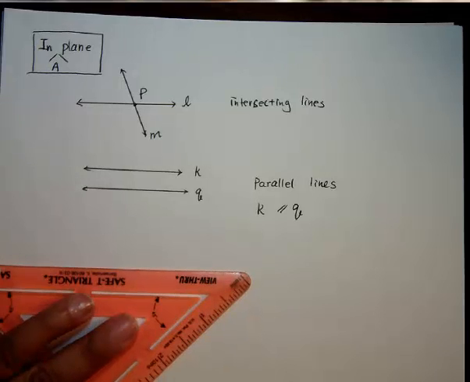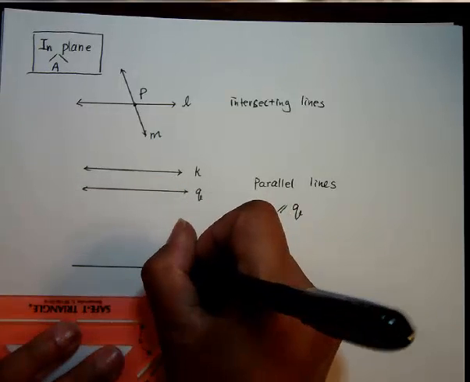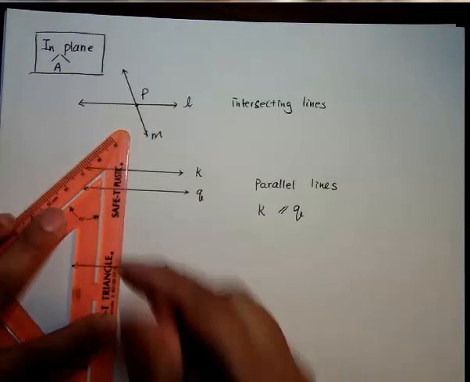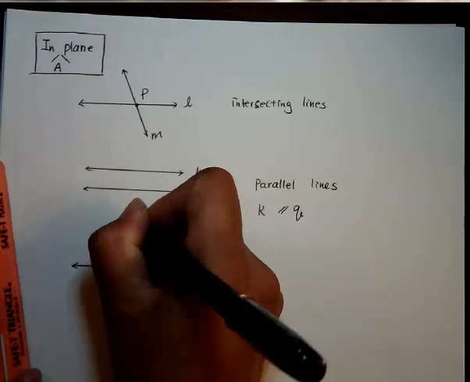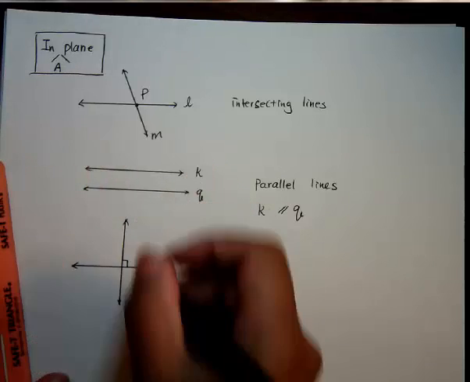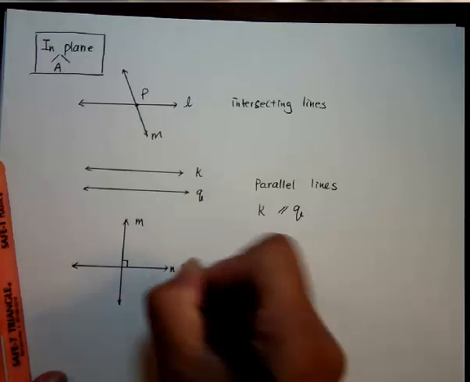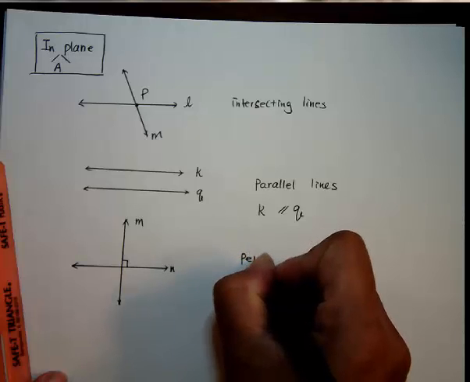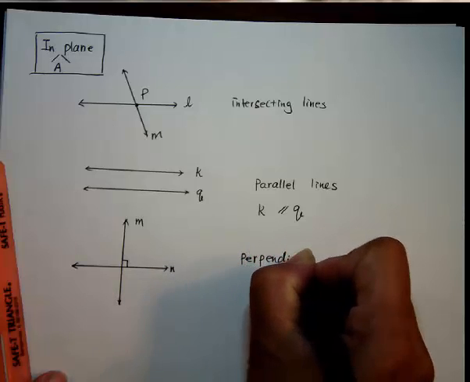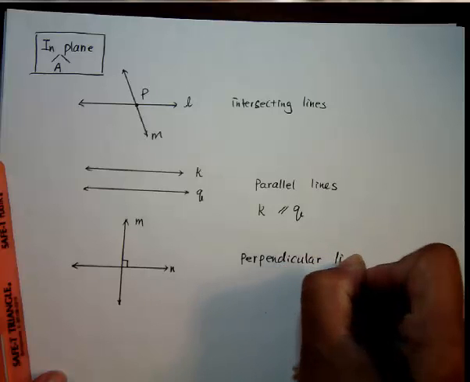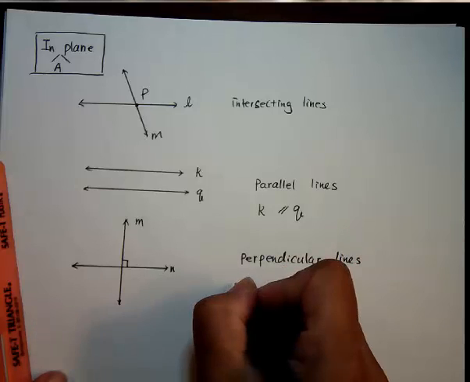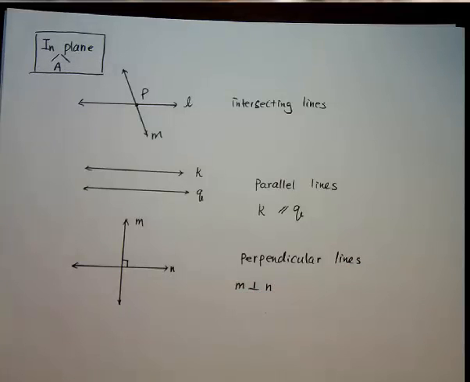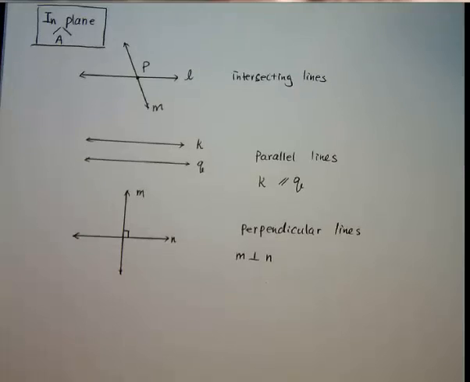For the intersecting point, we have some special cases, where you have two lines intersecting each other. They are going to form a right angle right here. Let's say line M and line N. This is called perpendicular lines. So M is perpendicular to N.